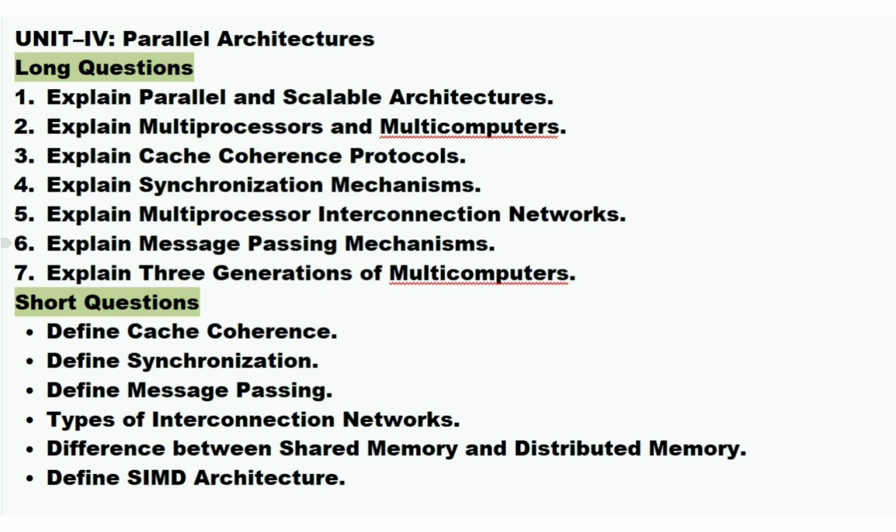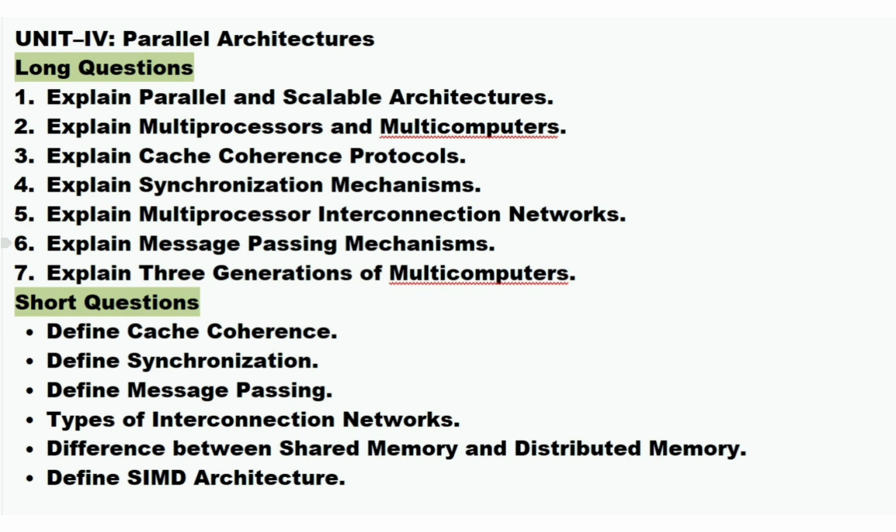Unit 4, coming to long questions: explain parallel and scalable architectures, explain multiprocessors and multi-computers, explain cache coherence protocols. Now coming to the fourth one, explain synchronization mechanisms, explain multiprocessor interconnection networks, explain message passing mechanisms, and the last one is explain three generations of multi-computers.